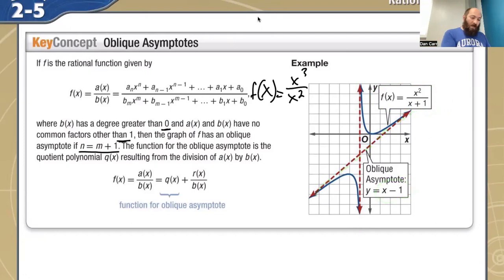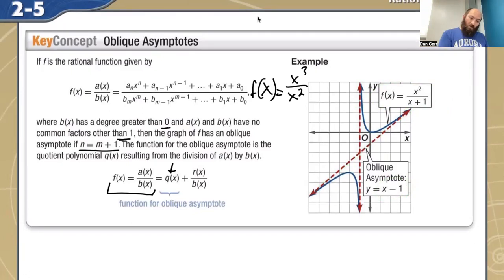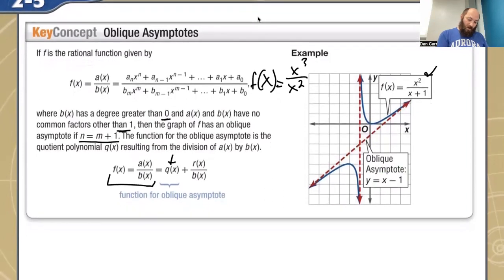So how do we get that equation? Well, if we take our rational function, a of x over b of x, and divide it out, we get a quotient function, this q of x here, with a remainder. That quotient is actually that linear function. So let me show you with this one right here. I can show you how to get x minus 1.